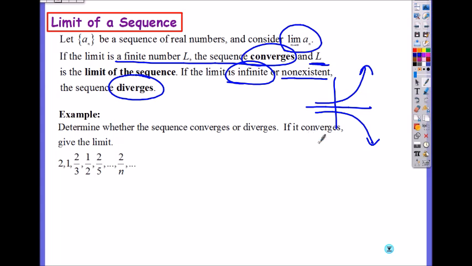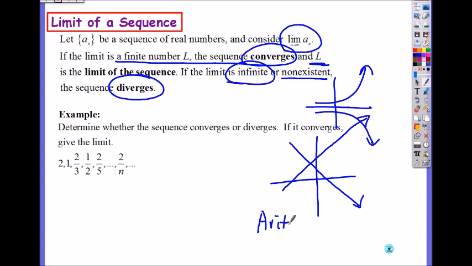So when you look at the arithmetic sequence, when you're always adding or subtracting a difference, it will either be always increasing or decreasing. So would it diverge or converge? Diverge. An arithmetic sequence always diverges.